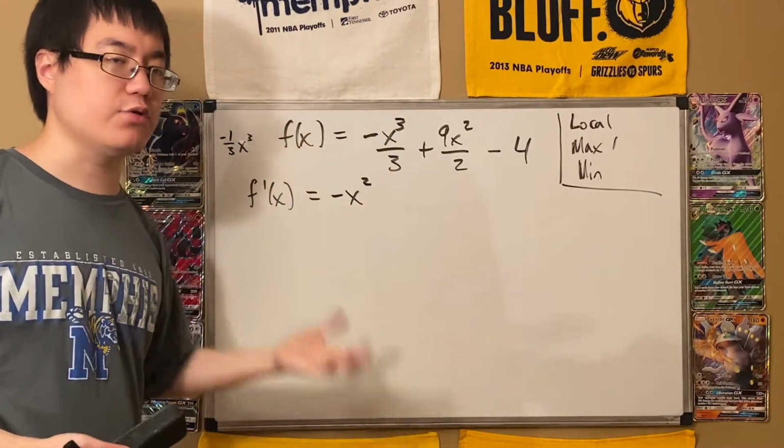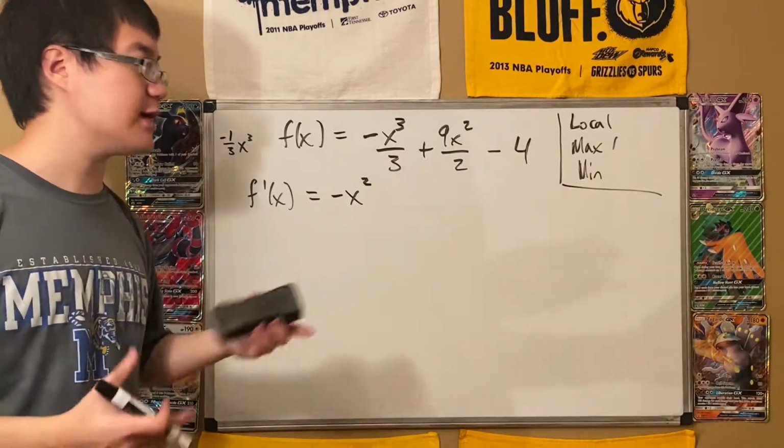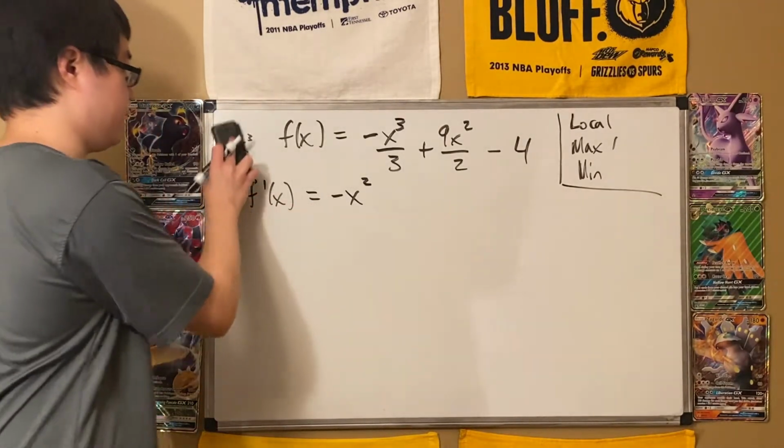It's just so much easier to do than the quotient rule, where we'd have to simplify something nasty, and in this case, it's just a one-step derivative.